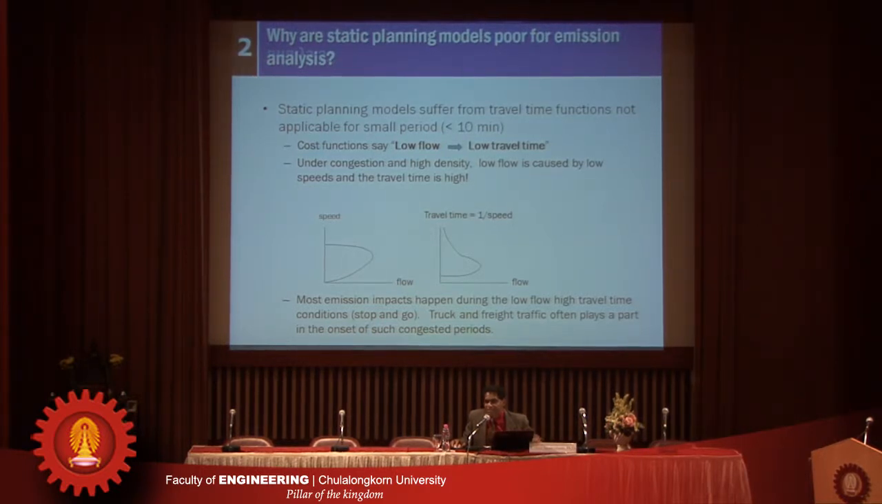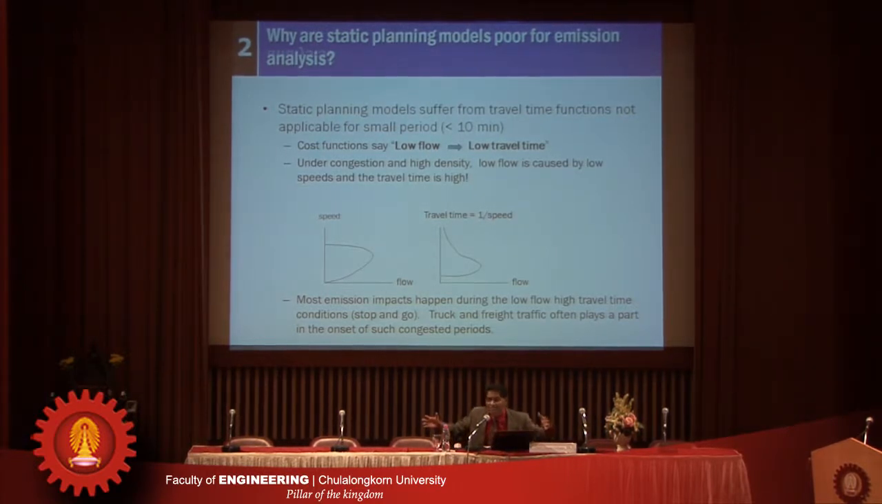a pretty high speed of all the vehicles. So you end up getting a high speed, low flow type of condition here. That corresponds to low flow, meaning low travel time. Then you get the second part of the flow curve, which is a congested situation where there are a lot of vehicles on the road, but they're not moving.